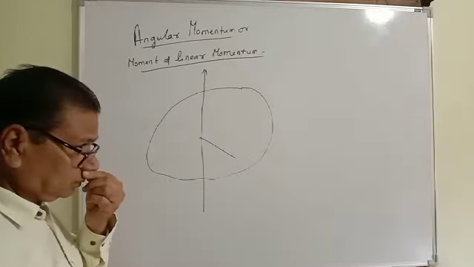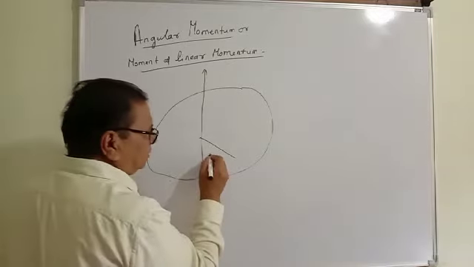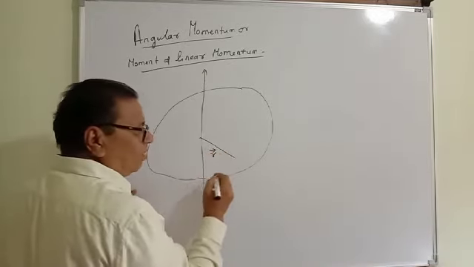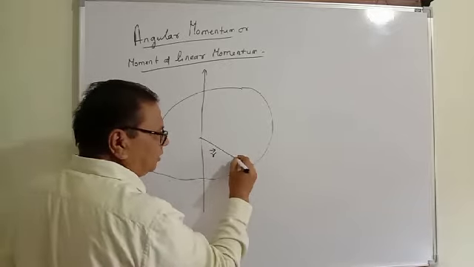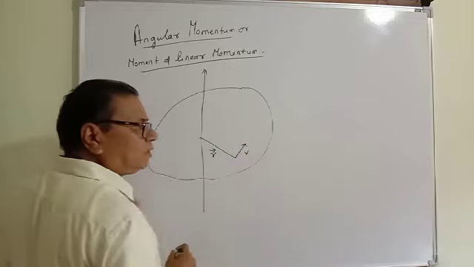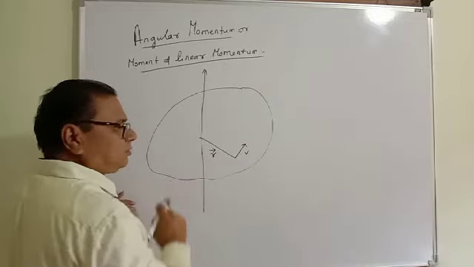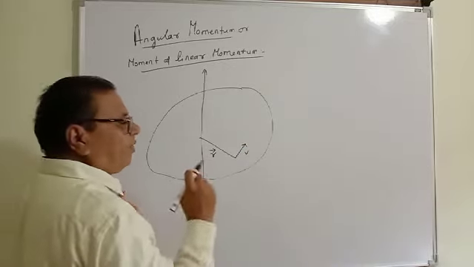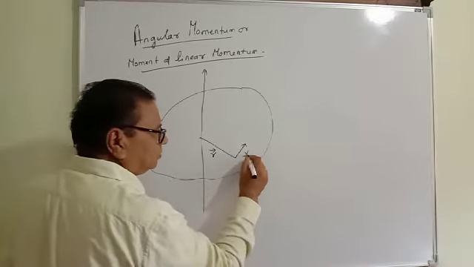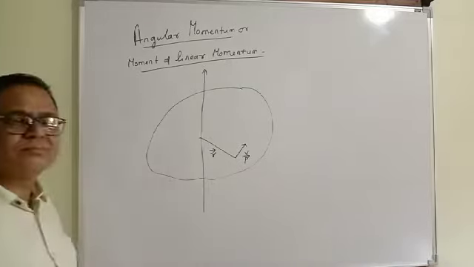Every particle is performing circular motion. The position of the particle is R bar. When the particle is in circular motion, its linear velocity is always tangential, V, which is perpendicular to this one. And momentum is always in the direction of velocity, P bar.